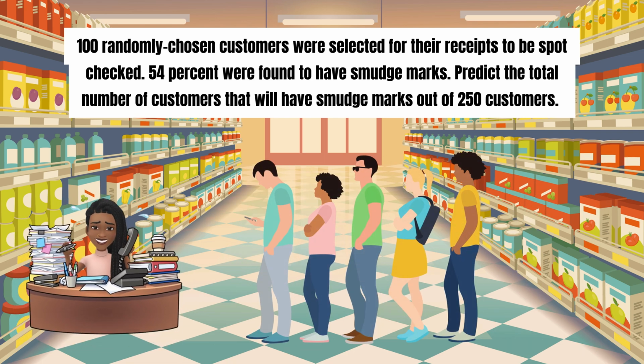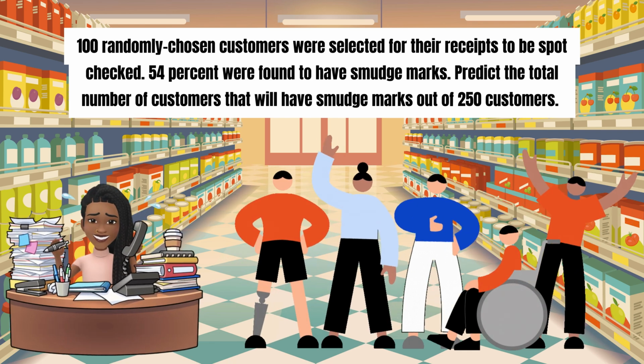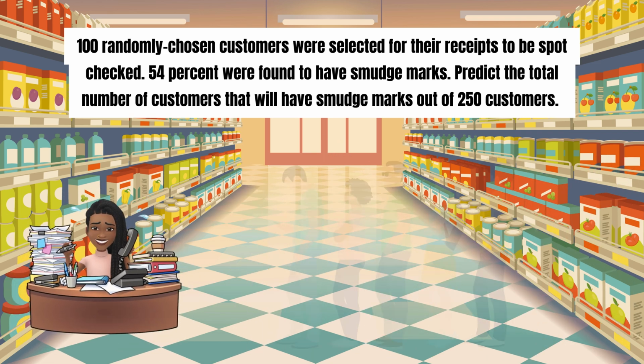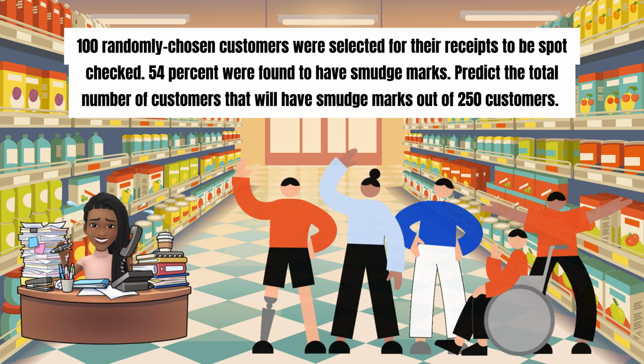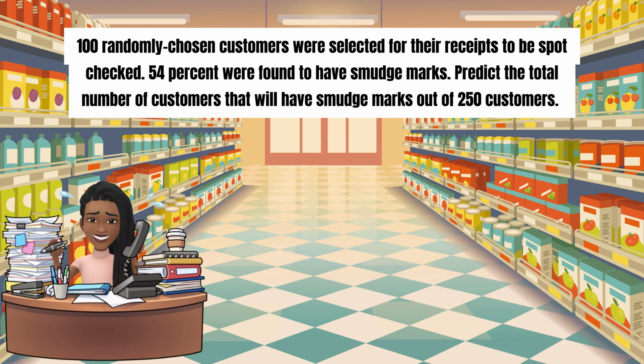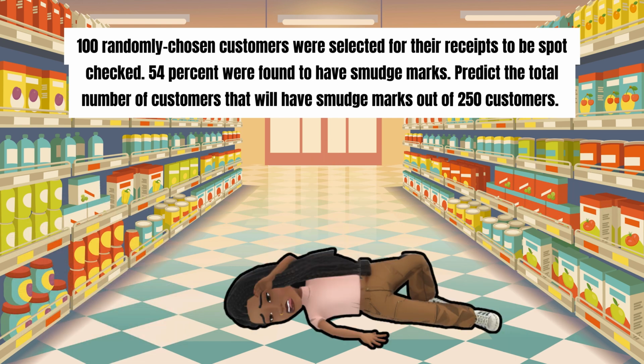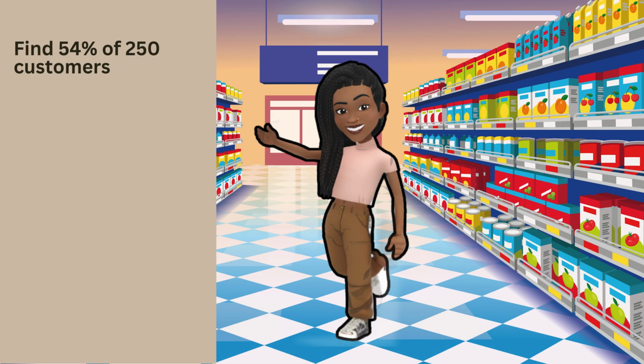Predict the total number of customers that will have smudge marks out of 250 customers. Remember, the information about a sample can be used to gain information about the population. Can you find 54% of 250 customers? First, we'll need to convert 54% into a decimal. We do that by dividing 54 by 100 to get 0.54.